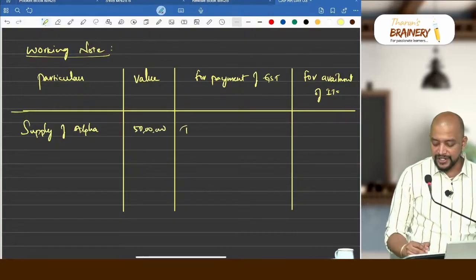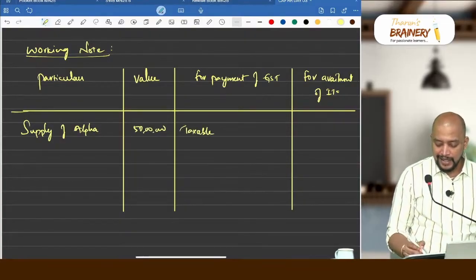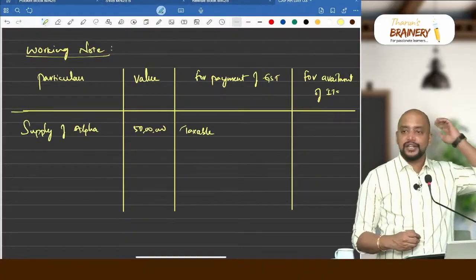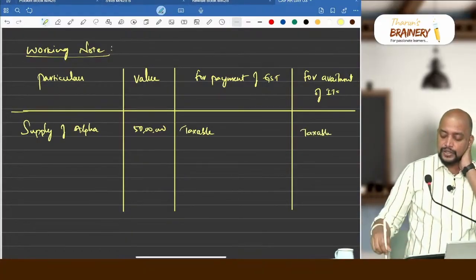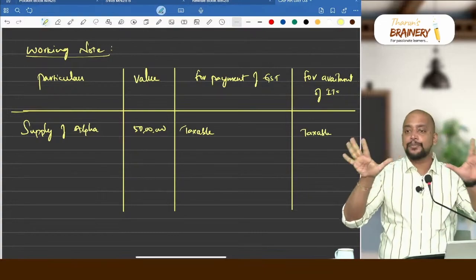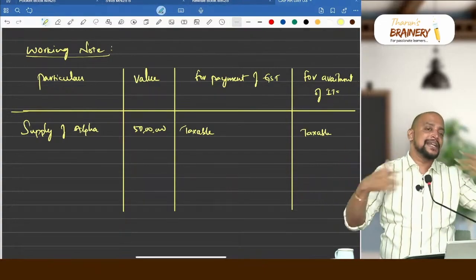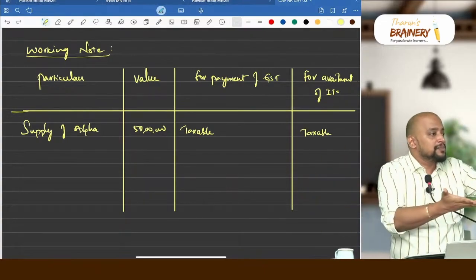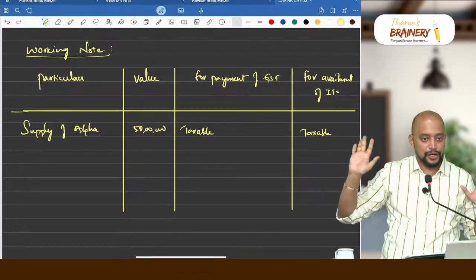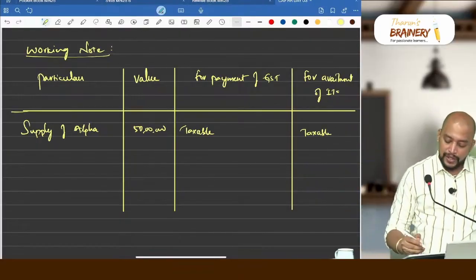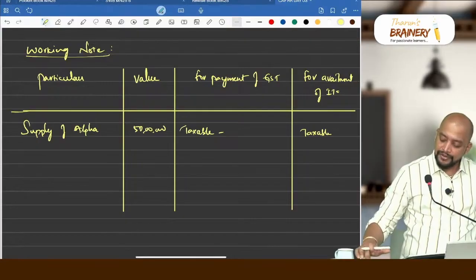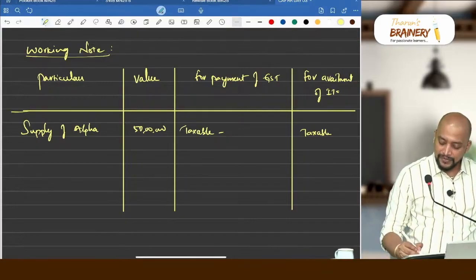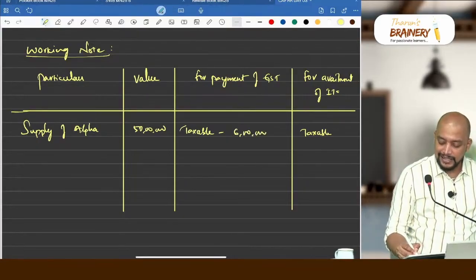And for payment of GST it is taxable. And as it is taxable for payment of GST, definitely it will be taxable even for ITC purpose. Whatever special points we discussed are 10 points. Apart from the 10 points, any other transaction, if it is taxable for payment of GST, it will be taxable for ITC also. And so as it is taxable, we need to compute the GST liability, 50 lakhs into 12%, that will come to 6 lakhs. 6 lakhs is the liability.